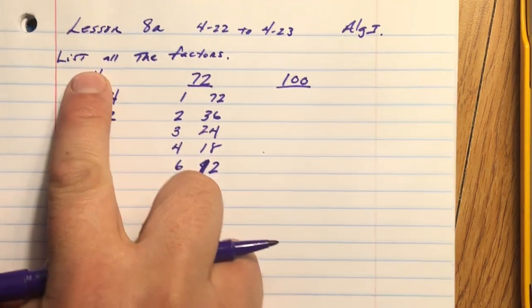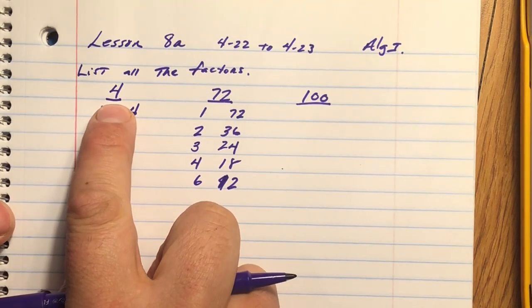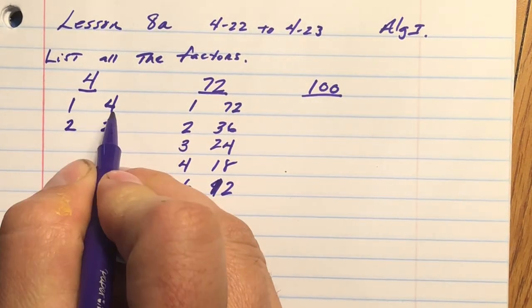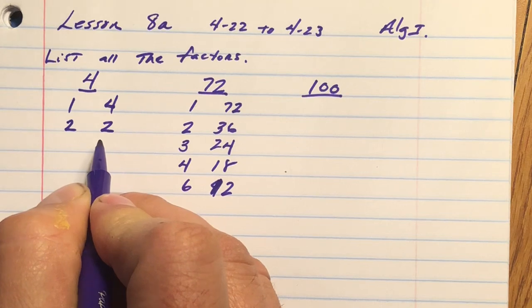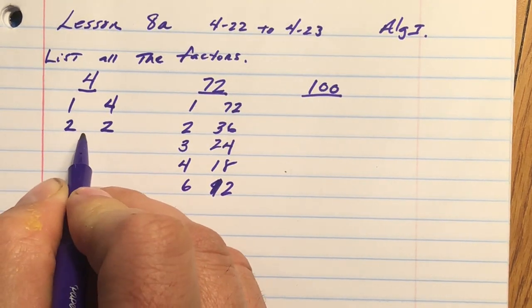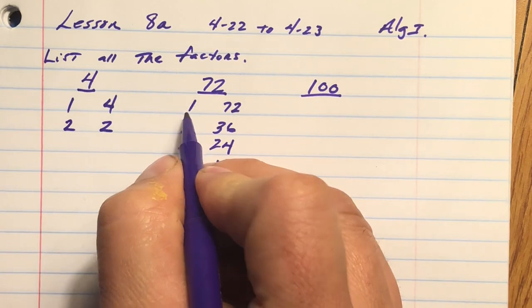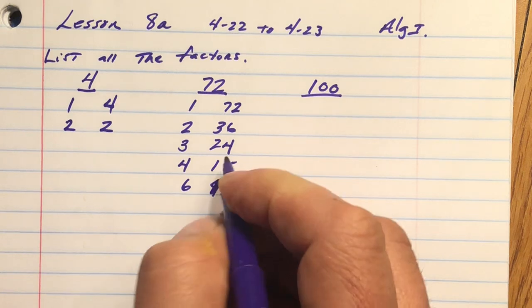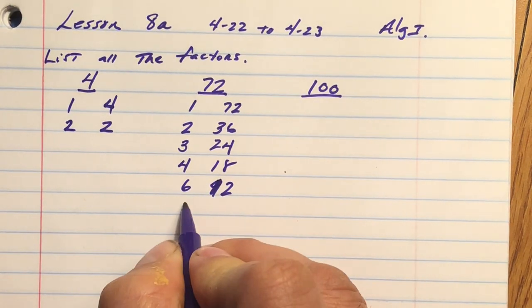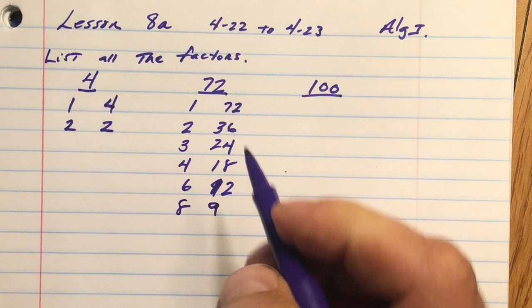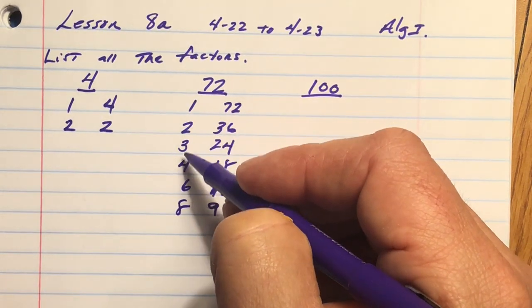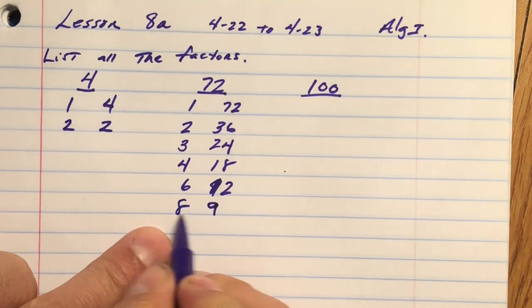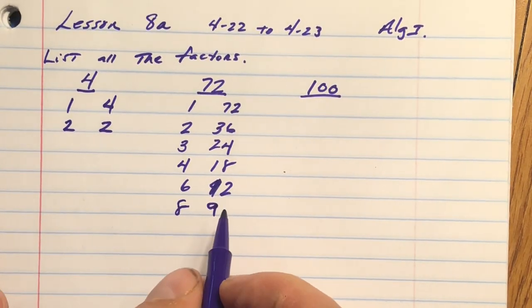I want you to list all the factors of 4. All right, we did this before. You just start with 1 times 4, and then 2 times 2, and that's it. So 4 only has 2 sets of factors. Okay, 72. We've got 1 and 72, 2 and 36, and you just keep going down the line. All right, 7, no, but how about 8 and 9? Notice again, this column, these numbers get bigger. This column, these numbers get smaller. And eventually they're going to meet each other, or get close to each other anyway.